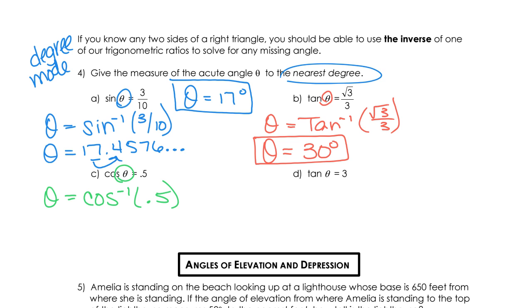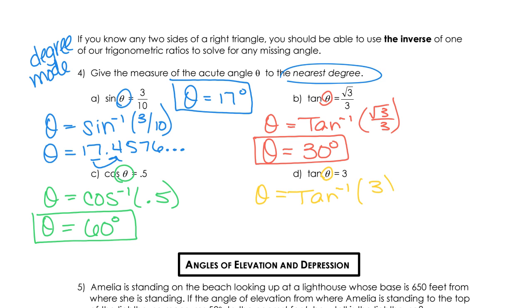In part C, we're solving for theta, so we'll say theta equals cosine inverse of 0.5, or 1 divided by 2, if you like it as a fraction better. And we'll type it in, and it comes out to be 60 degrees. And again, doesn't need to be rounded. Right? Last one, solving for theta. So we'll say theta equals tangent inverse of 3, or 3 over 1 if you want it to be a fraction. Right? And when we type it in, this one does not come out nice. 71.5650... To the nearest degree, we're going to say theta equals 72 degrees.